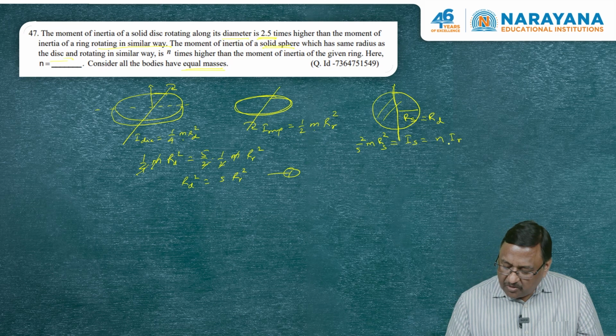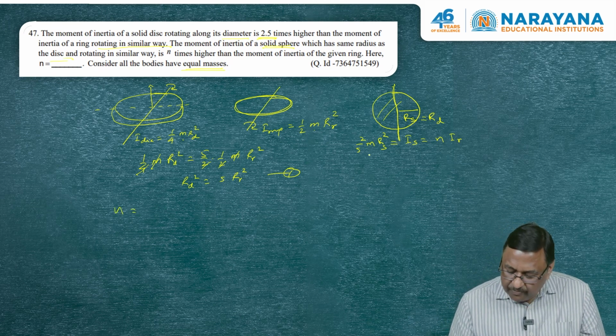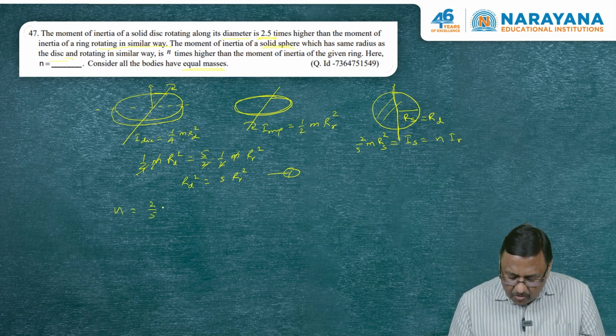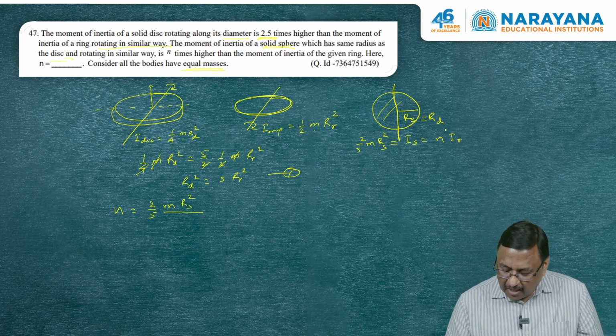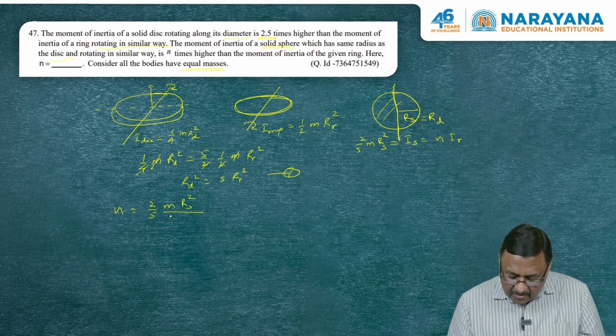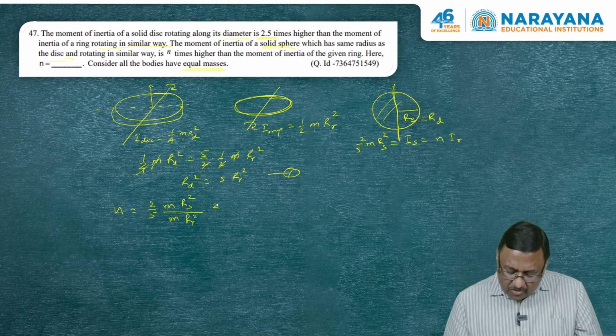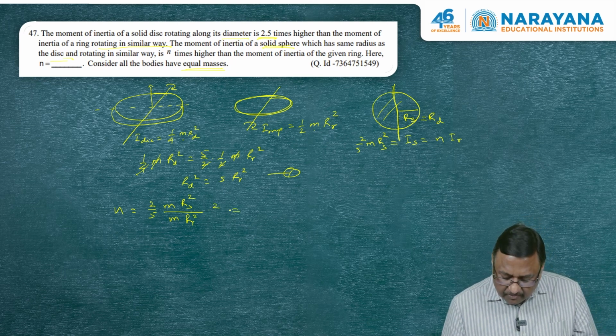So what is the question here? n is nothing but 2 upon 5 m into r of the sphere square divided by I of the ring. I of the ring you have already said is going to be 1 upon 2 m into r of the ring square. So what we are getting here, it cancels out. I can write it is 4 divided by 5 rs square divided by r of the ring square.